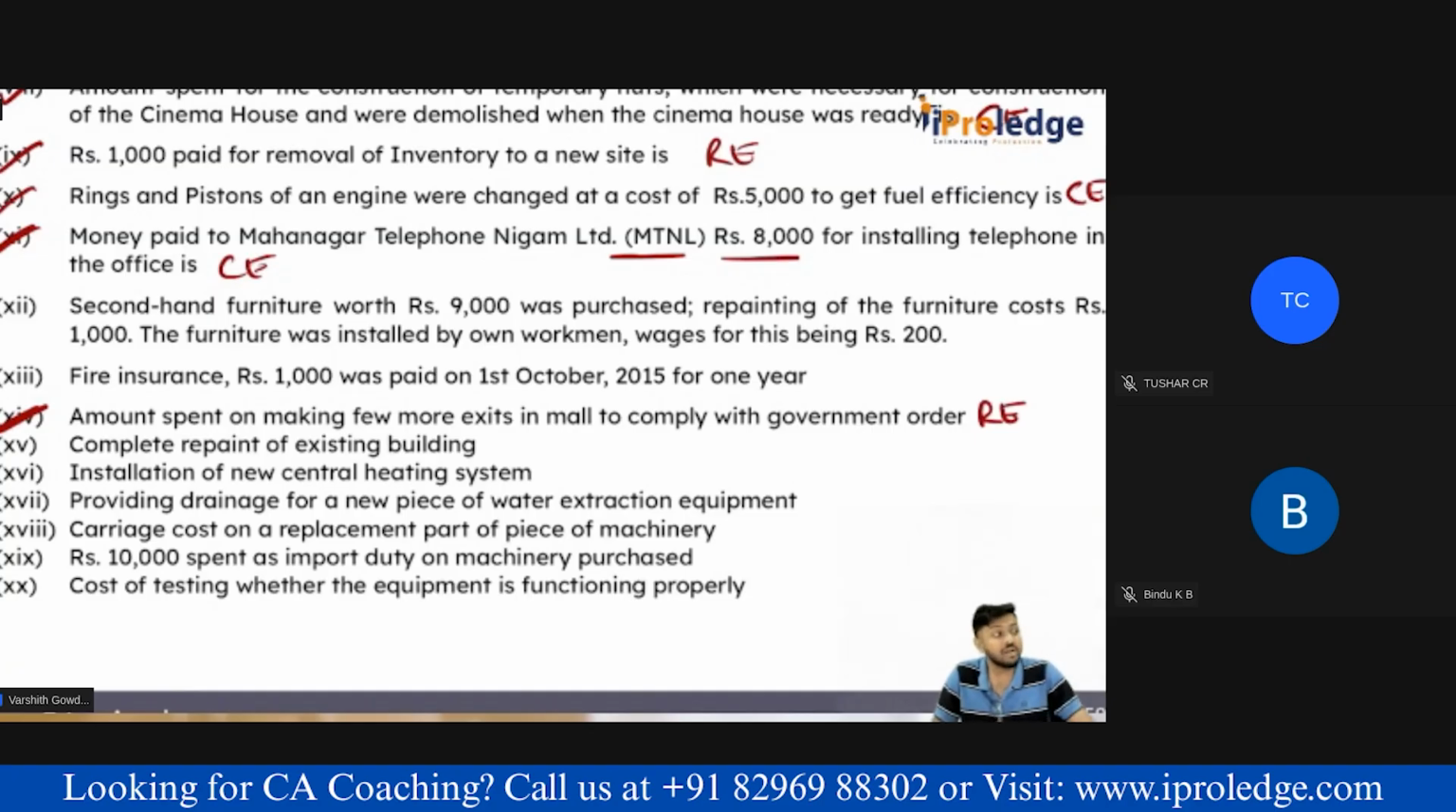Repaint of existing building. You had one building and you are getting it repainted. So why revenue? Because there is no increase of efficiency. Correct? There's no increase in efficiency. Installation of a new central heating system. It's a capex.